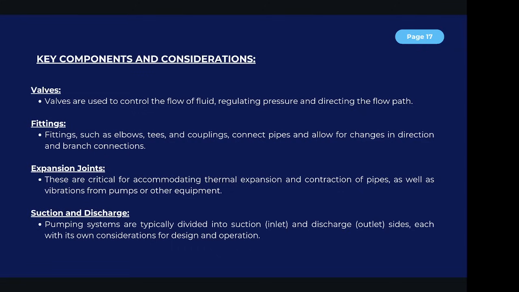So this auxiliary machinery ensures the main engine and other systems operate smoothly and efficiently, because these systems are vital for maintaining a safe environment on board, including the fire suppression, navigation, and cargo handling. And systems like the air conditioning and ventilation contribute to the comfort of the crew and the passengers.